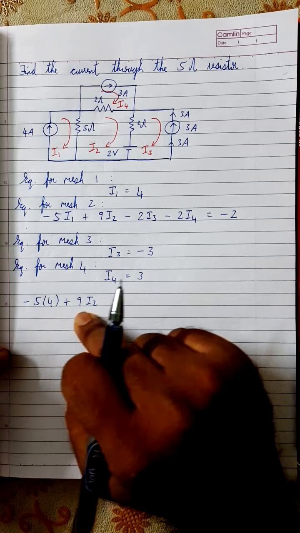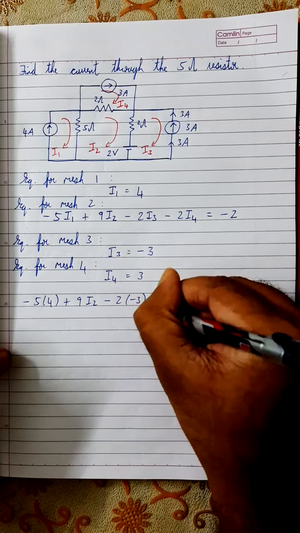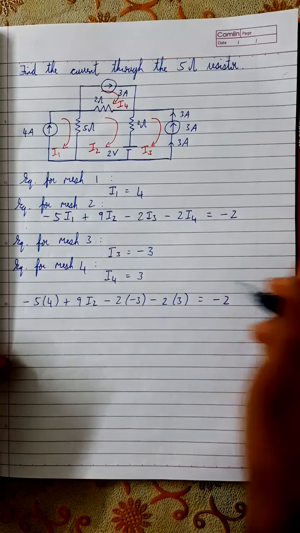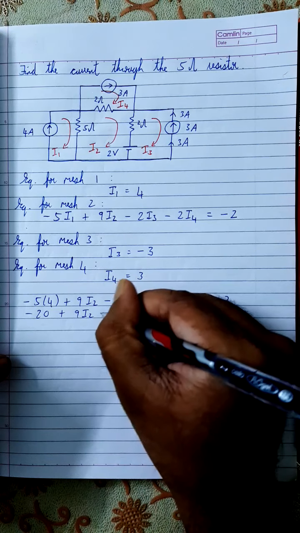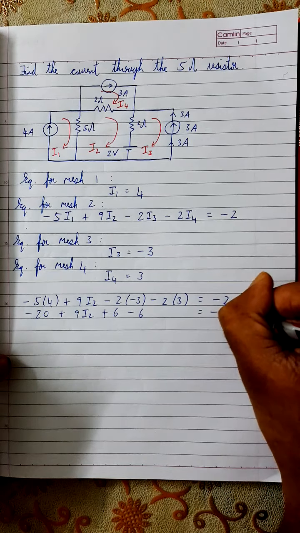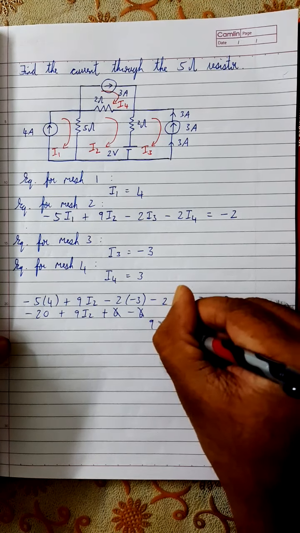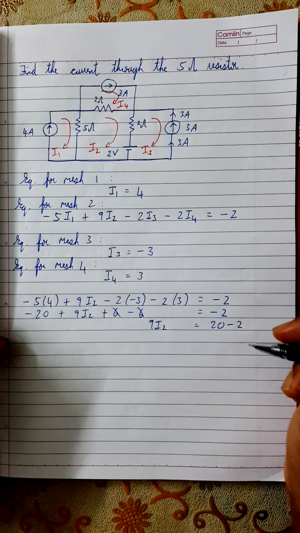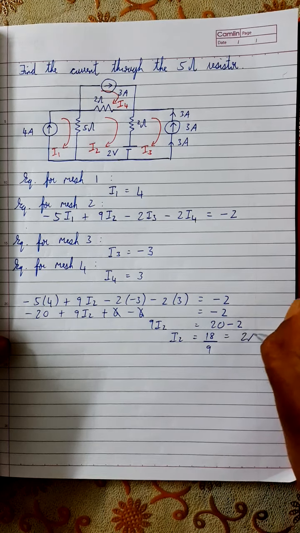So minus 5 into 4 plus 9I2 minus 2 into I3, and the value of I3 is minus 3, right? So minus 2 into minus 3, minus 2 into I4, and the value of I4 is 3, is equal to minus 2. And this is minus 20 plus 9I2. This is plus 6, right? Plus 6 minus 6 is equal to minus 2. 6 minus 6 is 0, and this is 9I2. So 9I2 is equal to 20 minus 2. 20 minus 2 is 18, which means I2 is equal to 18 by 9, which is equal to 2 amperes.